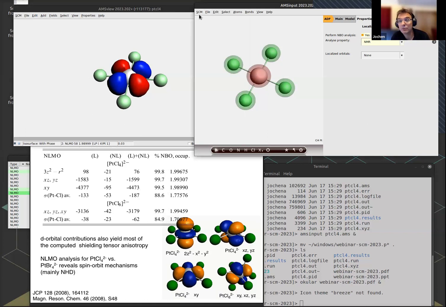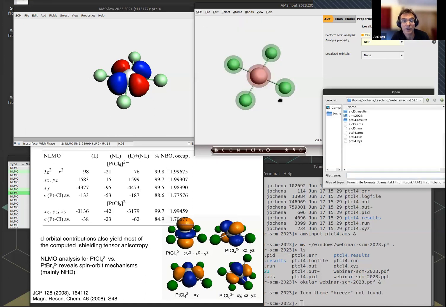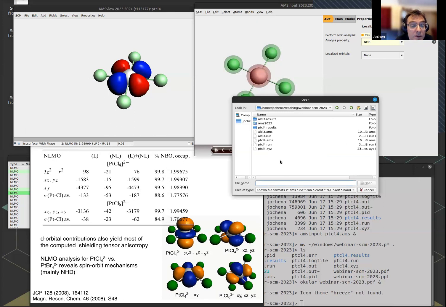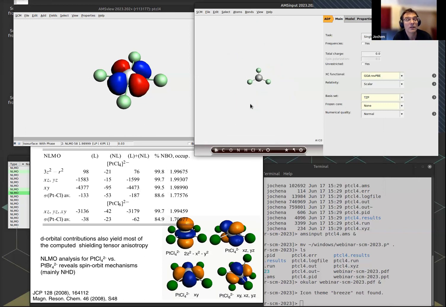Do I have a couple more minutes to show the EFG analysis? Okay, I will do that then. So let me open the other calculation that I prepared, which is the AlCl3. Okay, here it is. Also a simple molecule.